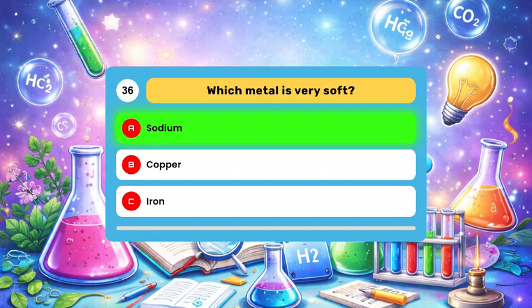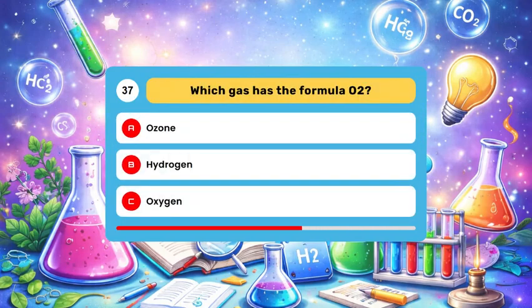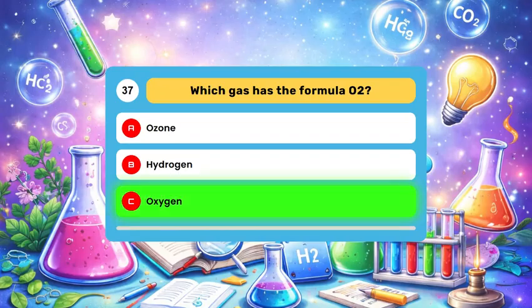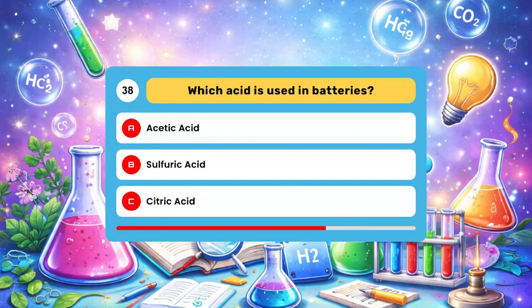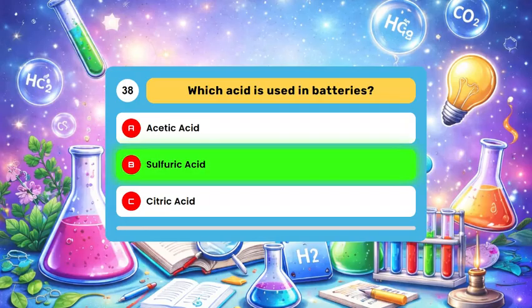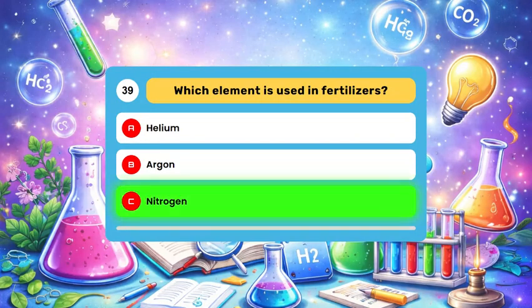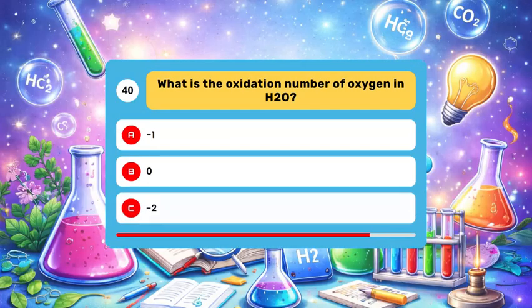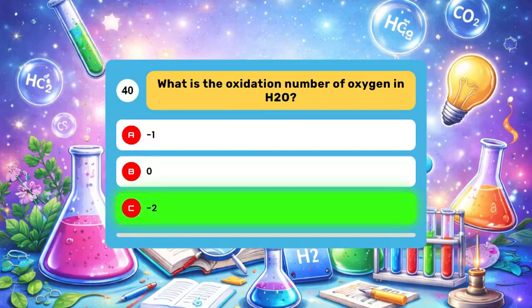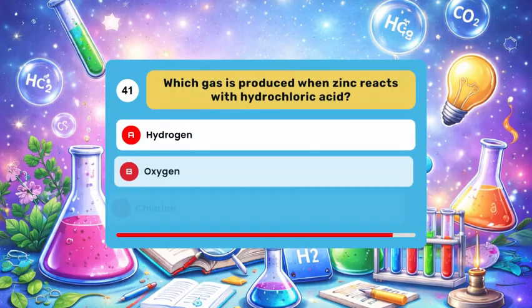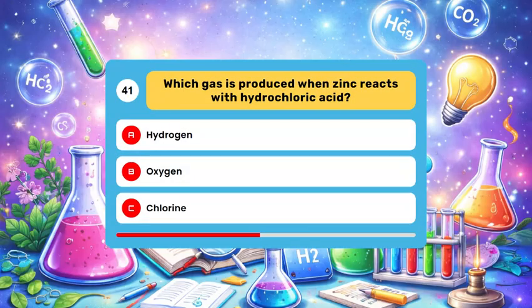Sodium. Which gas has the formula O2? Oxygen. Which acid is used in batteries? Sulfuric acid. Which element is used in fertilizers? Nitrogen. What is the oxidation number of oxygen in H2O? -2. Which gas is produced when zinc reacts with hydrochloric acid?